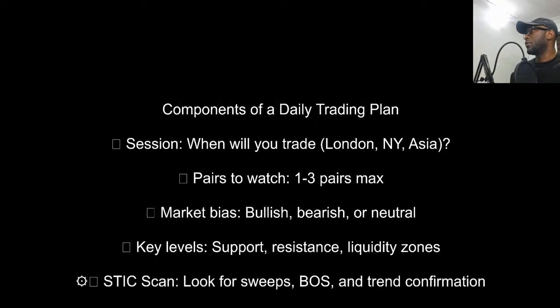Then what are the components of a trading plan? I think we discussed that yesterday. You want to have a trading session depending on your time zone. You can have London, New York, Asia, Tokyo, whichever time zone fits whenever you get to wake up. Then you have a trading pair. You pick a trading pair.